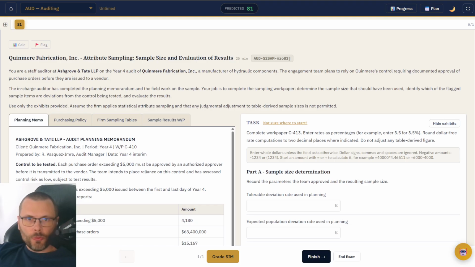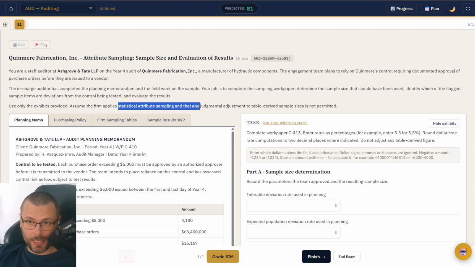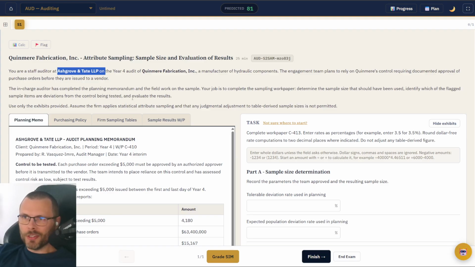First things first, read what the question actually is asking you to do. Assume the firm applies statistical attribute sampling and that any judgmental adjustments to table-derived sample sizes is not permitted. Okay, straightforward. I'm guessing we are the auditor auditing a client. Client's Quidmere. We are Ashgrove, and we're testing some controls around the purchase order flow.